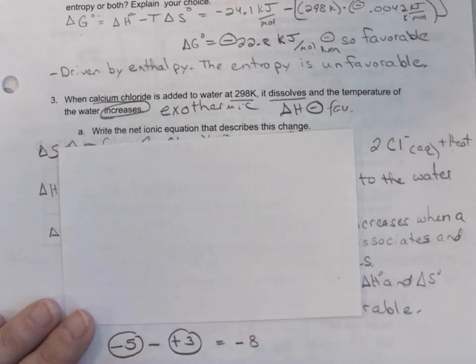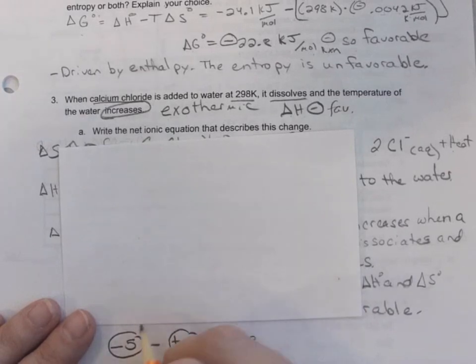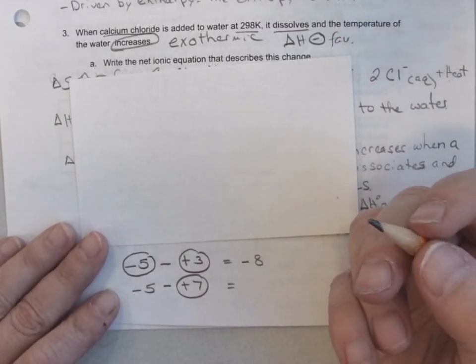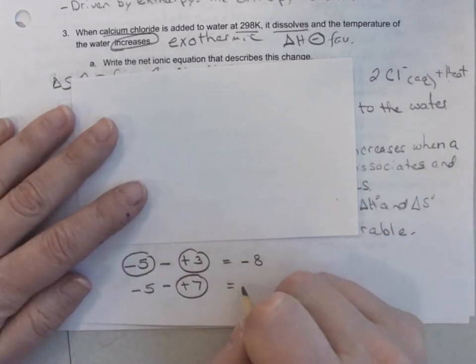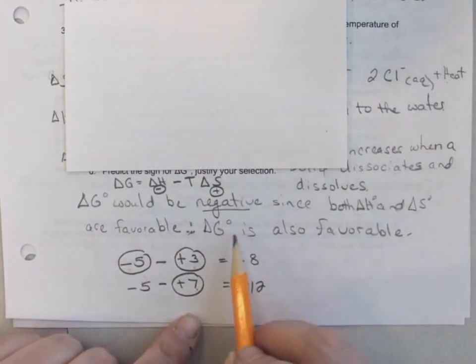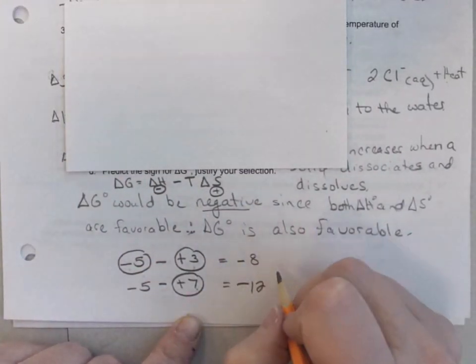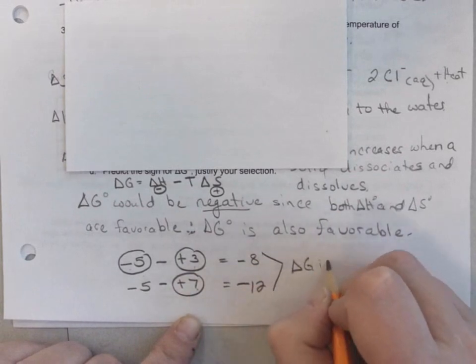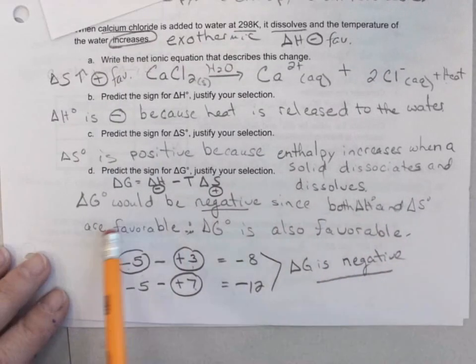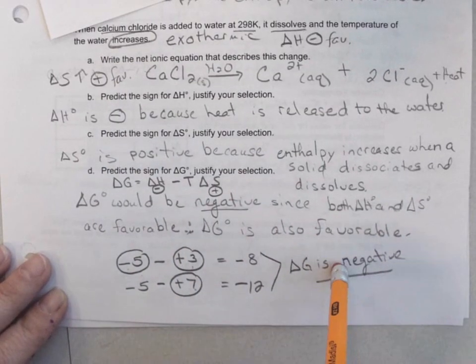Okay. So no matter what combination, let's do negative 5 minus positive, let's do a bigger number. What do you get? Oh, sorry. Negative 12, right? It becomes even more negative. Okay. So when we have this combination of a negative delta H and a positive delta S, what are we always going to get? A negative delta G, right? All right, so that tells us our delta G is going to be favorable. So this combination is always favorable.